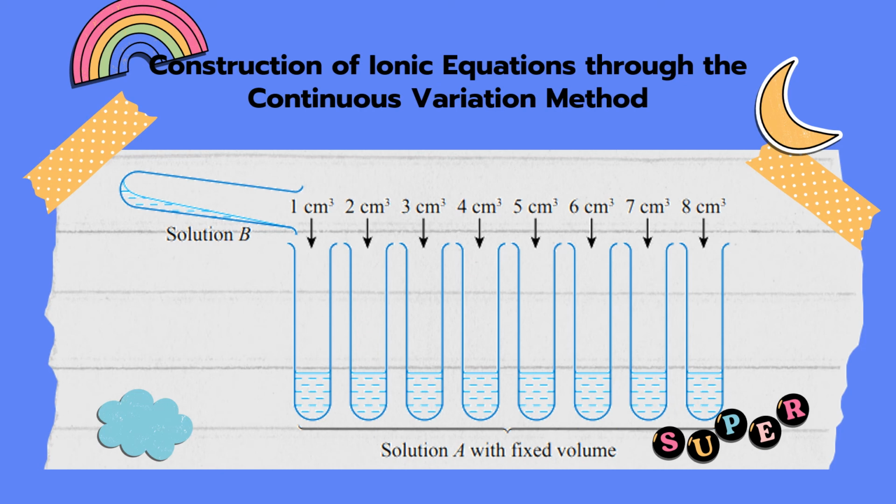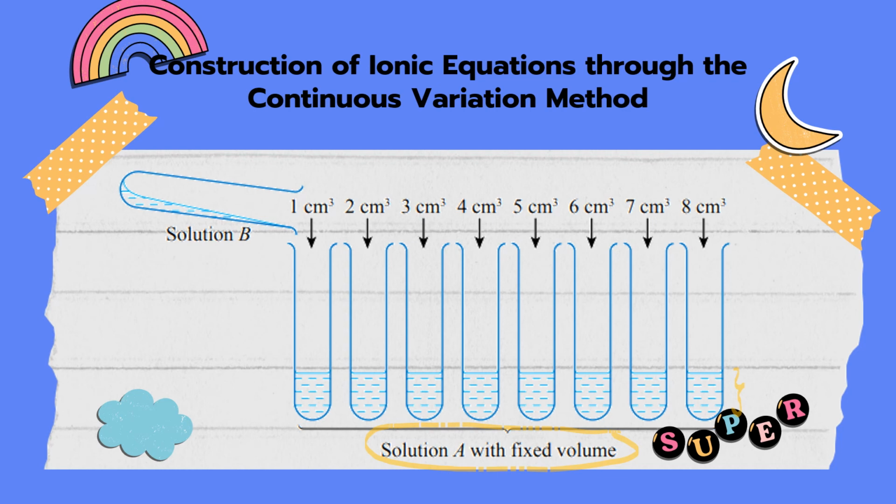Okay, so this is construction of an ionic equation through the continuous variation method. This continuous variation method is used to construct the ionic equation for the formation of an insoluble salt. In this method, the volume of one solution, let's say solution A, is fixed. Maybe you use 5 cm³ of solution A, and you put it in all 8 test tubes.